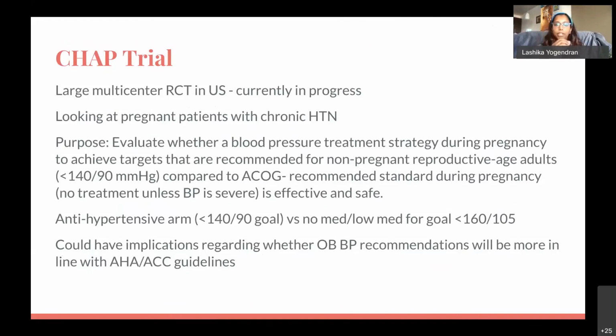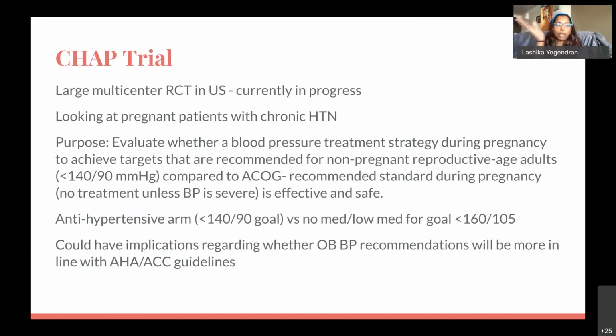It's looking at pregnant patients with chronic hypertension, deciding if we try to achieve blood pressure goals of less than 140/90, which is what we do for the general population, in a pregnant patient, and compare that to the ACOG recommended standard in pregnancy, which is no treatment unless your blood pressure is severe, which one is effective and safe, or is one inferior to the other?